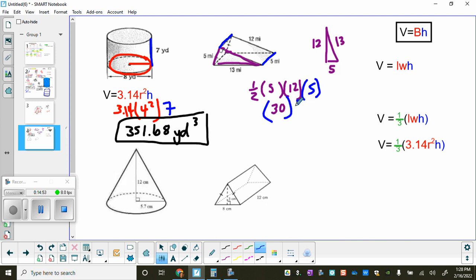So it's half base times height, that's the triangle, then times the height of the prism. And when we do this, we get 150. Miles is how it's labeled, so 150 cubic miles.